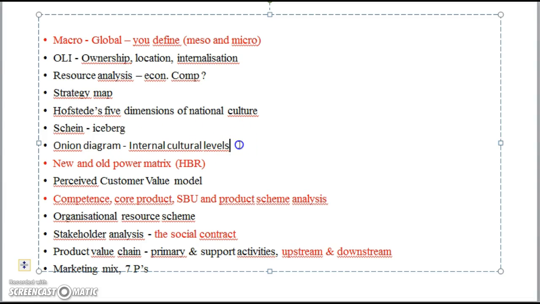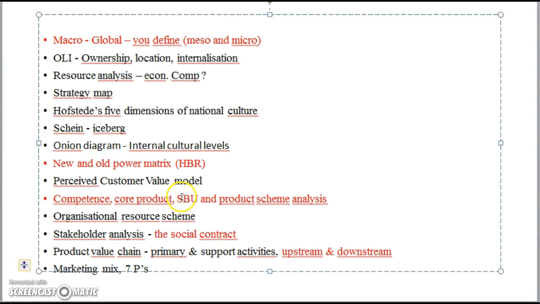Iceberg metaphor, and also compare that with the onion diagram. New power and old power matrix. This is the one we were working on last week from the Harvard Business Review article with new business models and new values. Have a look at this. In developing it, it's very important to understand the mechanisms behind the new and old power matrix. Extremely important. So take a note, please.